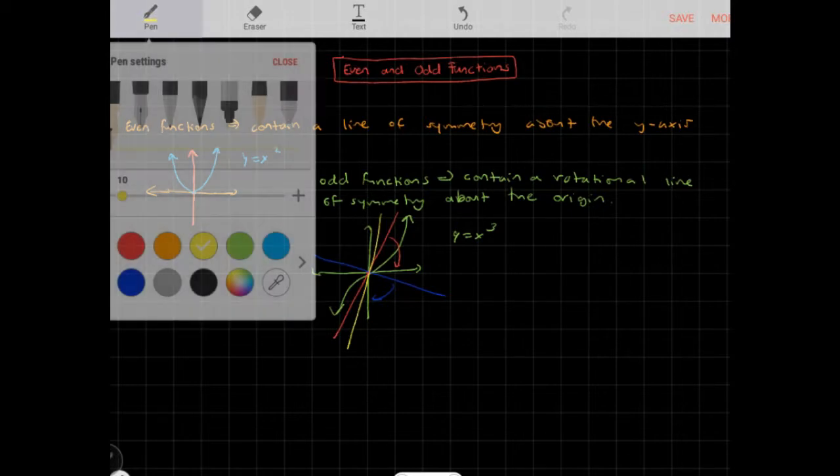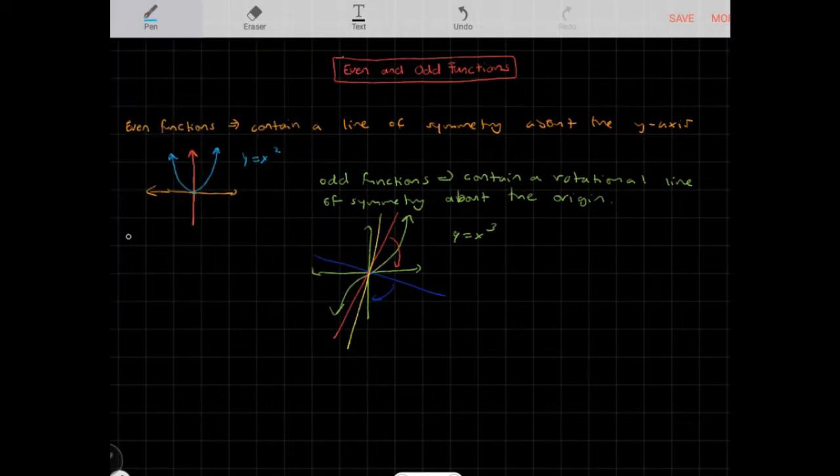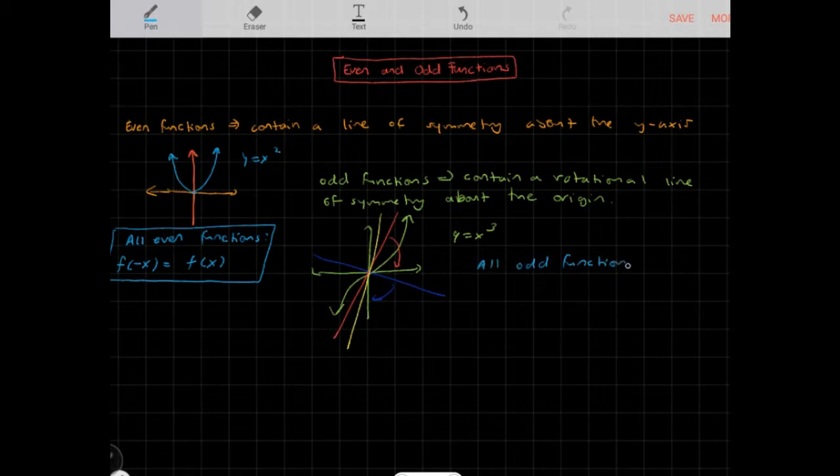And you can test this algebraically. All even functions will satisfy this notation: f of negative x is equal to positive f of x. Okay, so this is something that you want to memorize. Okay, and this is how you can show a function is an even function algebraically. If you wanted to show an odd function algebraically, all odd functions will satisfy f of negative x is equal to negative f of x. Okay, so this is the tenet for all odd functions.